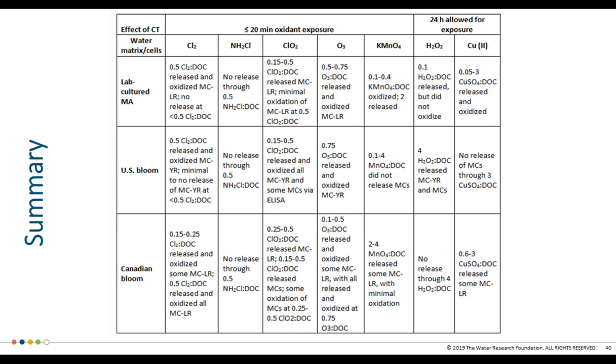So to summarize all of this, we came up with a table. This table will also be available within the guidance document. What I want you to look at within this table is that 0.5 oxidant-DOC ratio. So we can see for the oxidants that are used within treatment plants, the ratio of 0.5 oxidant to DOC seems to be a ratio that is working to release the toxins and also oxidize some of our toxins.